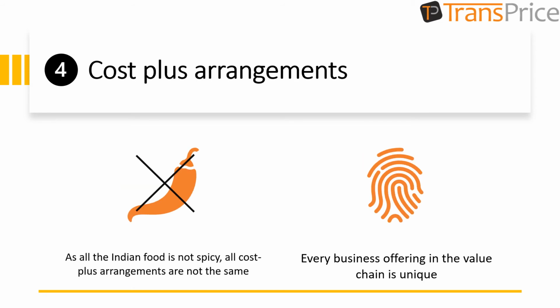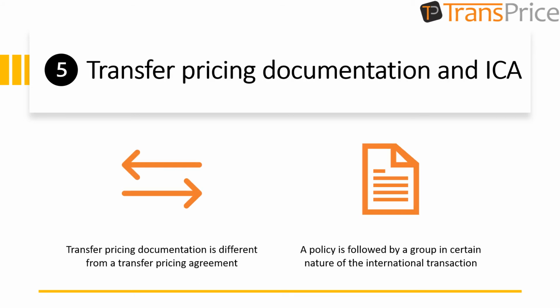Fourth, cost plus arrangements. As not all Indian food is spicy and not all Italian food is pasta, it is important to note that all cost plus arrangements are not the same. Every business offering in the value chain is unique and such uniqueness needs to be respected in the transfer pricing dealings and documentation. Fifth, transfer pricing documentation and ICA.